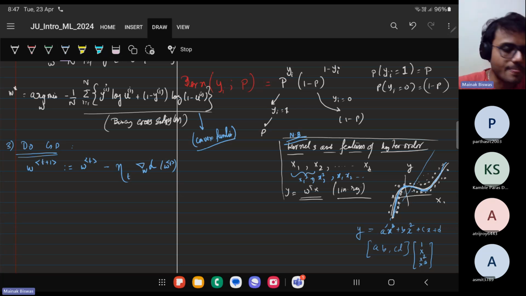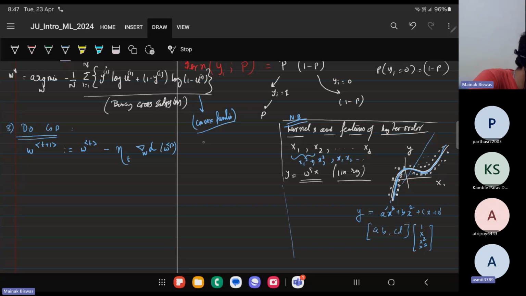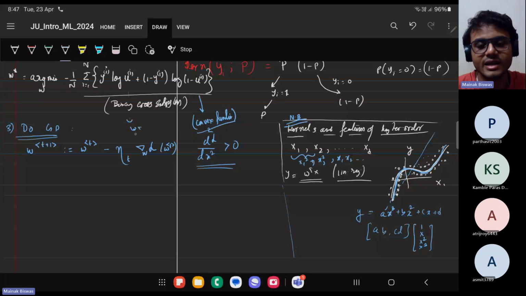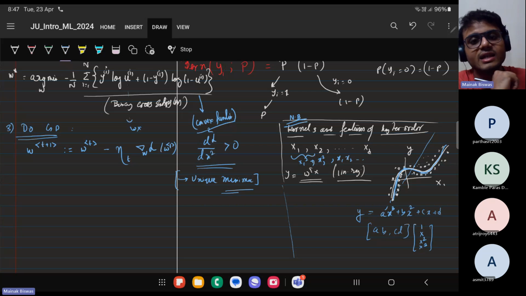What did we do last time? We did Jensen's inequality, but how do we check? We showed that d²L/dθ² is greater than 0. You can just write w x instead of w transpose x. Take a linear, 1D case, and you'll see it's a convex function. What happens in a convex function? Unique minima. All these things we saw last Tuesday. So if we do gradient descent, we are bound to get a unique solution, right?